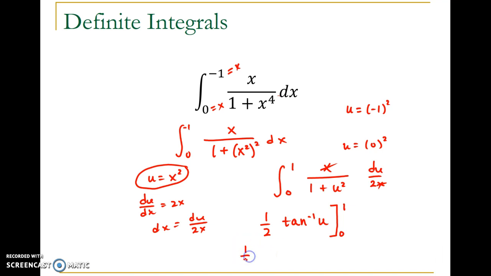So if I do a 1/2 tangent inverse of 1 minus 1/2 tangent inverse of 0, I'm looking for the angle that gives me a tangent of 1. So it'd be 1/2 times pi over 4. And then the angle that gives me a 0 would be a 0, because sine over cosine, and sine is 0. So this is my final answer. I could write that as pi over 8 as well. So remember, you can teach your limits of integration French, and then you don't have to worry about translating for them.